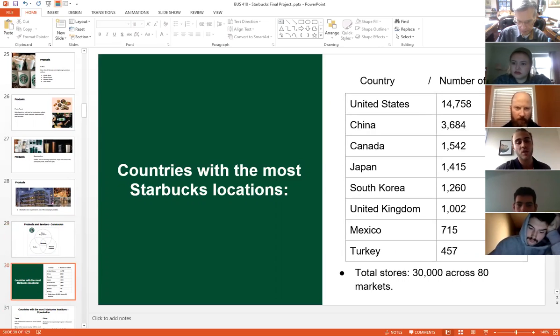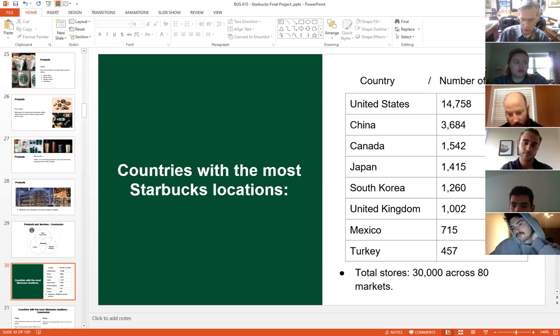Here we have countries with the most Starbucks locations. Of course, United States in first place with basically half of all the outlets worldwide, and then China in second place with almost 4,000 outlets, and then we total stores as of 2019, Starbucks had 30,000 outlets across 80 markets. Wow. 3,700 stores, 3,684. That's a lot of stores. It is. I mean, that's really a lot of stores.